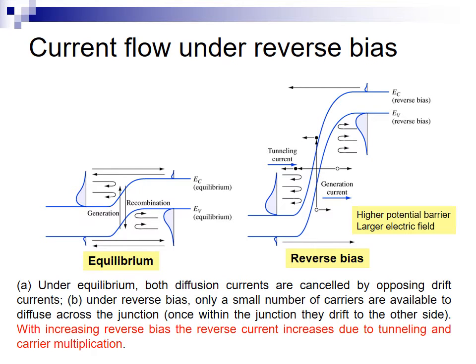Now let's move on to reverse bias. This figure shows the differences of PN junction Venn diagram at equilibrium and under reverse bias. Notice the major difference of the potential barrier in the two Venn diagrams. Under reverse bias, the N side moves downwards and P side moves upward, stretching the Venn diagram and increasing the potential barrier and also increasing the electric field.